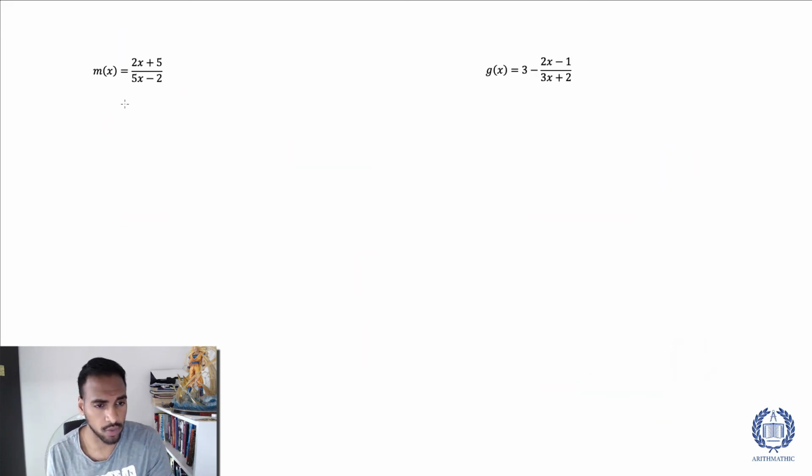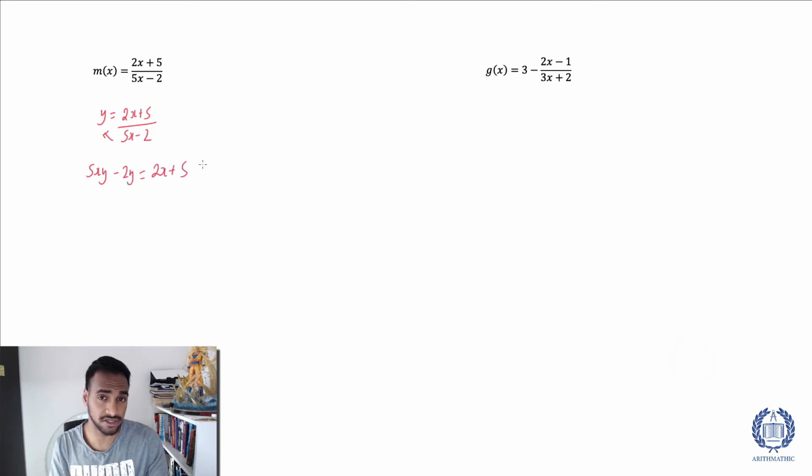So for this one, what we're going to do is first of all, we're going to say y is equals to 2x plus 5 over 5x minus 2. And now we're going to make x a subject, so we're going to cross multiply. So we're going to have 5xy minus 2y is equals to 2x plus 5. Because we want to make x a subject, let's move all the x terms to the left hand side. So 5xy here, 2x moves to the left, minus 2x equals to 5. Move the minus 2y to the right, plus 2y.